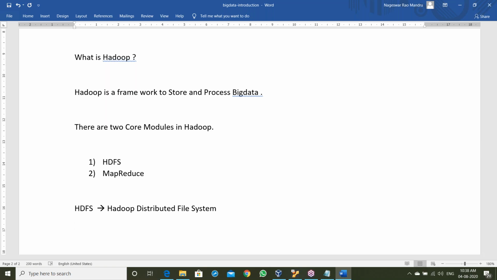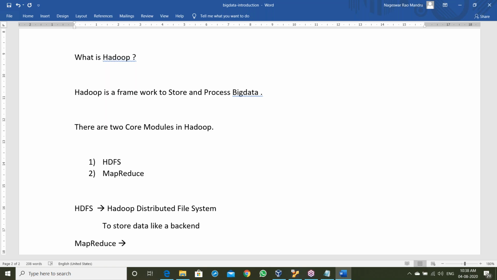So what's the purpose of this? HDFS, the Hadoop Distributed File System, is to store data like a backend, like a database. Right, next, what is MapReduce?